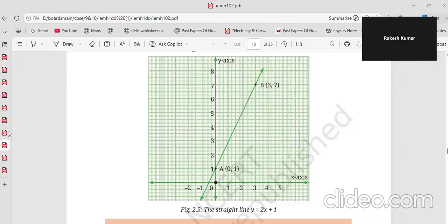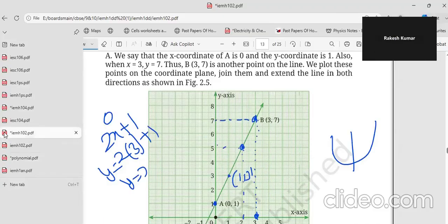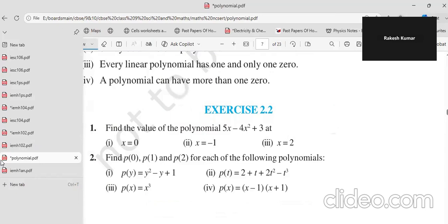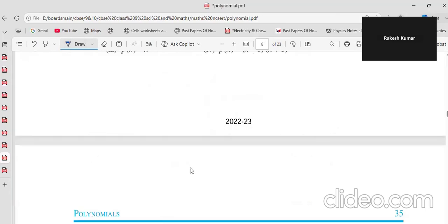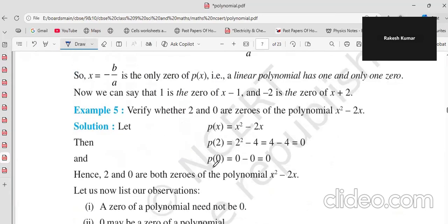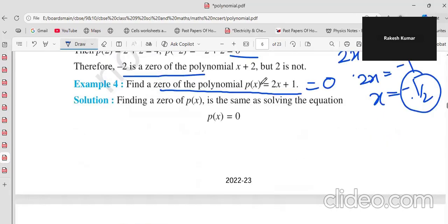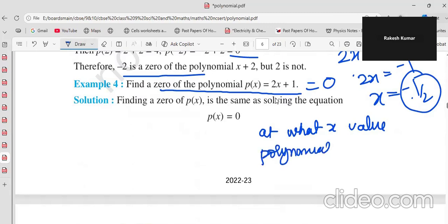When we were doing the old book, we found that this was the zero. The zero of the polynomial is when the polynomial becomes zero, at that value of x. That means if I take the polynomial 2x plus 1, at what x value does the polynomial become equal to 0?